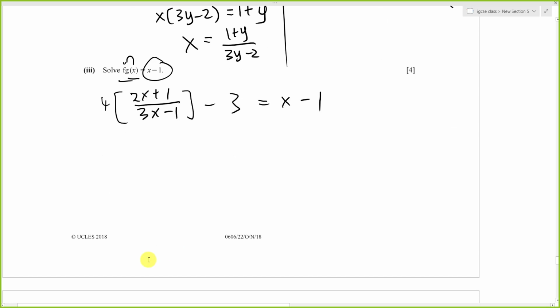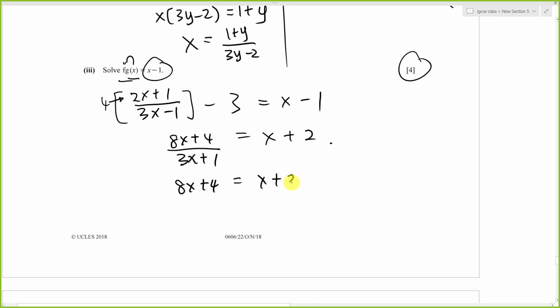Yeah, some algebra work here. They give you 4 marks. Alright, so okay, just multiply. 8x + 4. Remember the 4 only multiplies the top. Some students tend to multiply the 4 on top and bottom. So don't do this. The plus 3 I move to the other side. Minus 3 moves to the other side, becomes plus 3. So becomes plus 2 here. Here still have a 3x - 1. So 8x + 4. 3x - 1 I'm going to throw to the other side. It becomes like this.